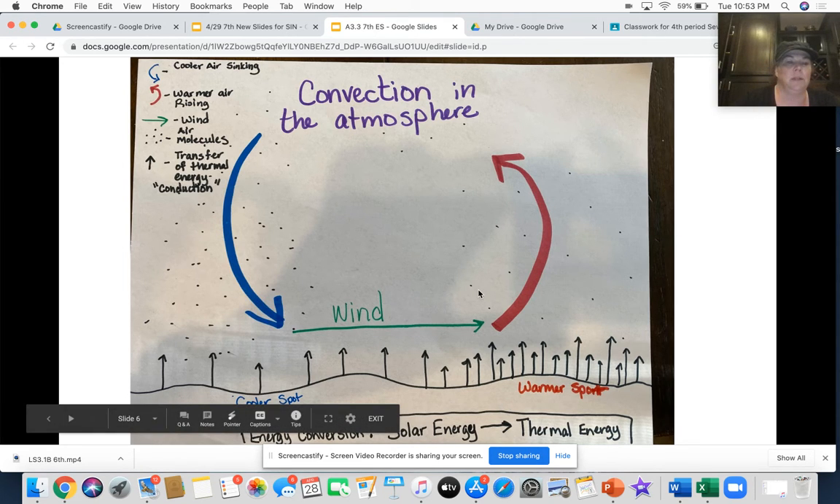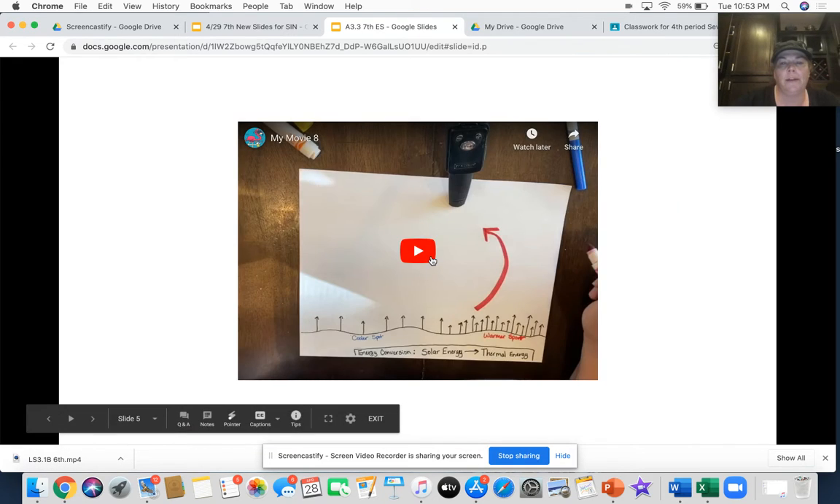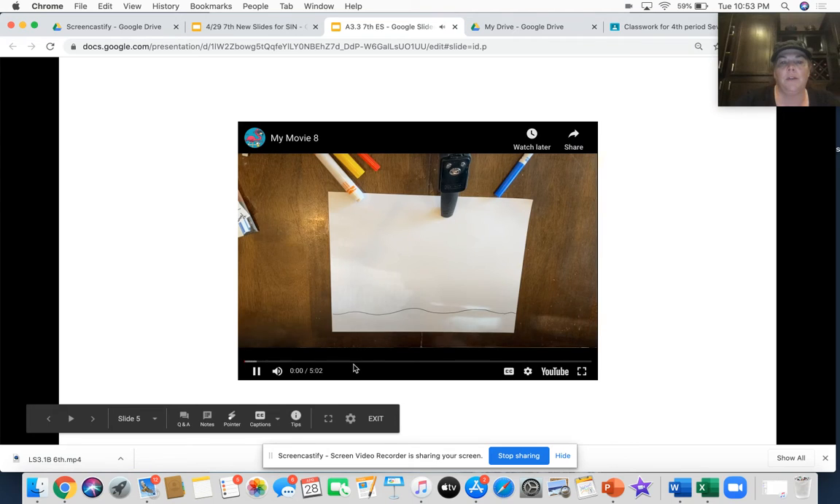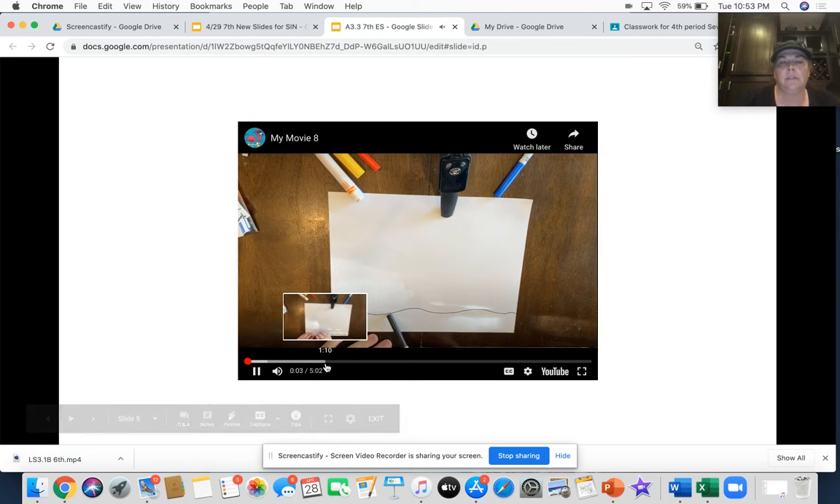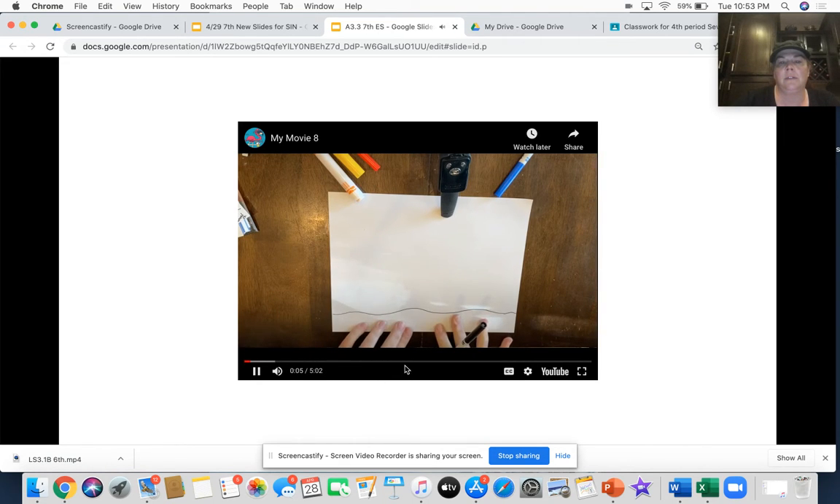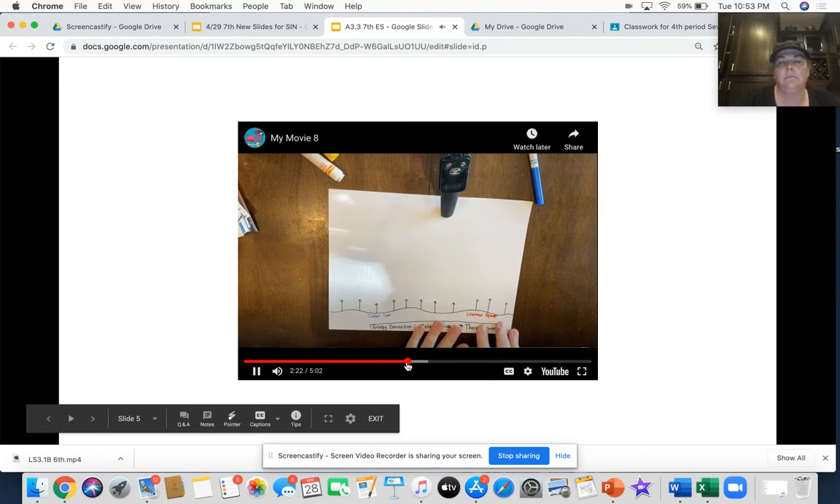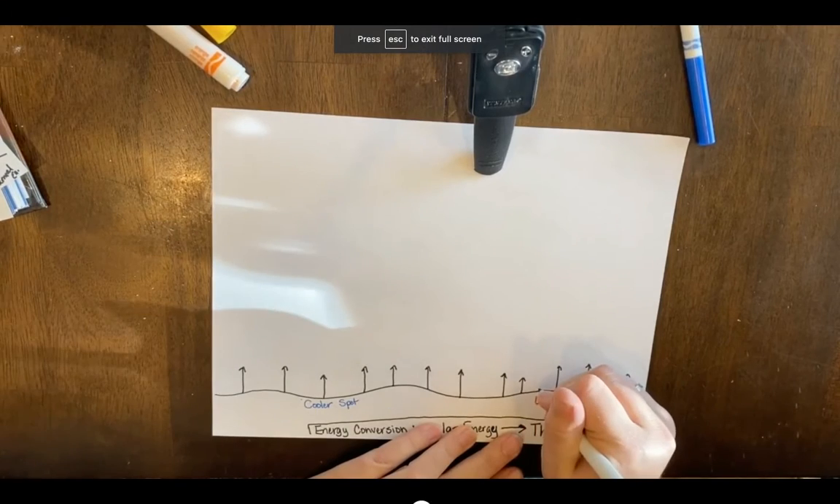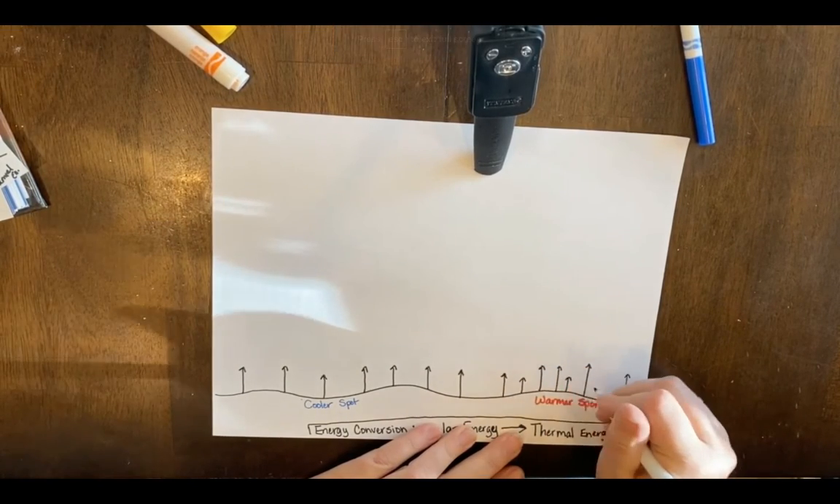Okay, all right, let's go back to that. Okay, so the first thing I'm going to do is put in my horizon, just my horizon line to stand for the Earth's surface. About there? How can I show that in my model? Well, I'm going to show that by having more arrows in the warmer spots. So I'm going to add some more arrows.